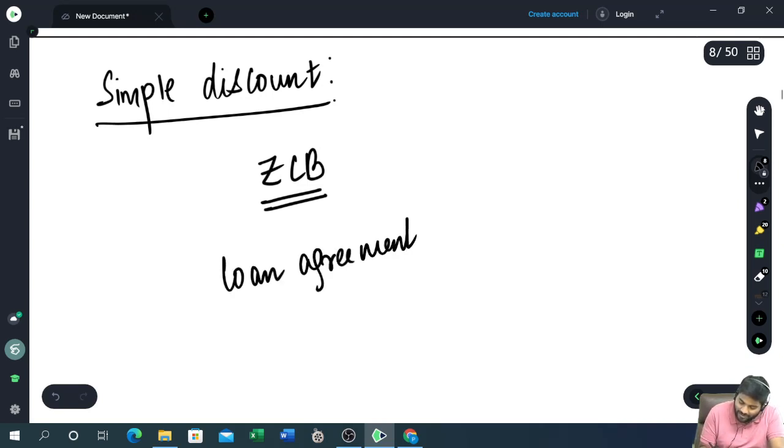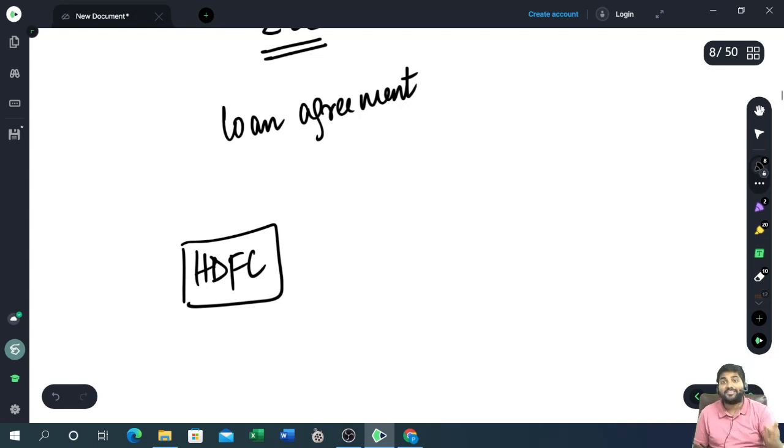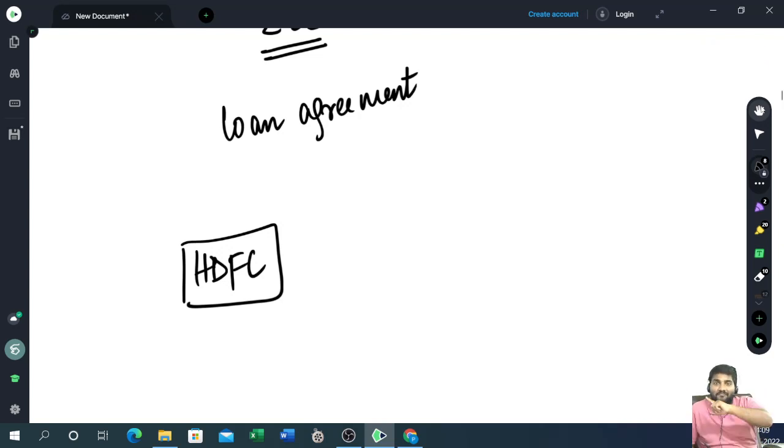Okay? Now for example, HDFC, Housing Development Finance Corporation. So it's not the HDFC Bank. HDFC is different and HDFC Bank is different. They are known as twins. HDFC twins. When the HDFC Bank runs, HDFC will also run. So they are also known as twins.